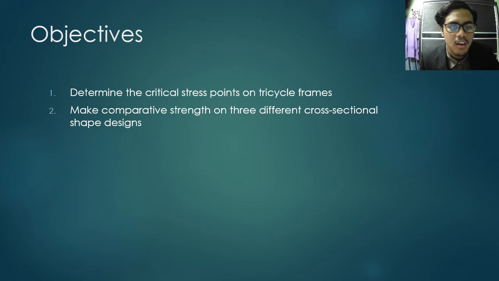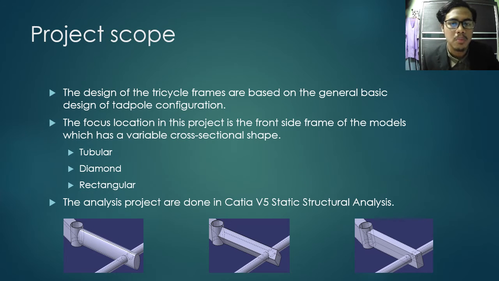The objective for this project is to determine the critical stress point locations on the tricycle frames. Also to make a comparative strength study on three different cross-sectional shape designs, which are diamond, tubular, and rectangular. The project scope is the design of the tricycle frames based on the general basic design of stateful configuration, which is two wheels on the front and one wheel on the back.